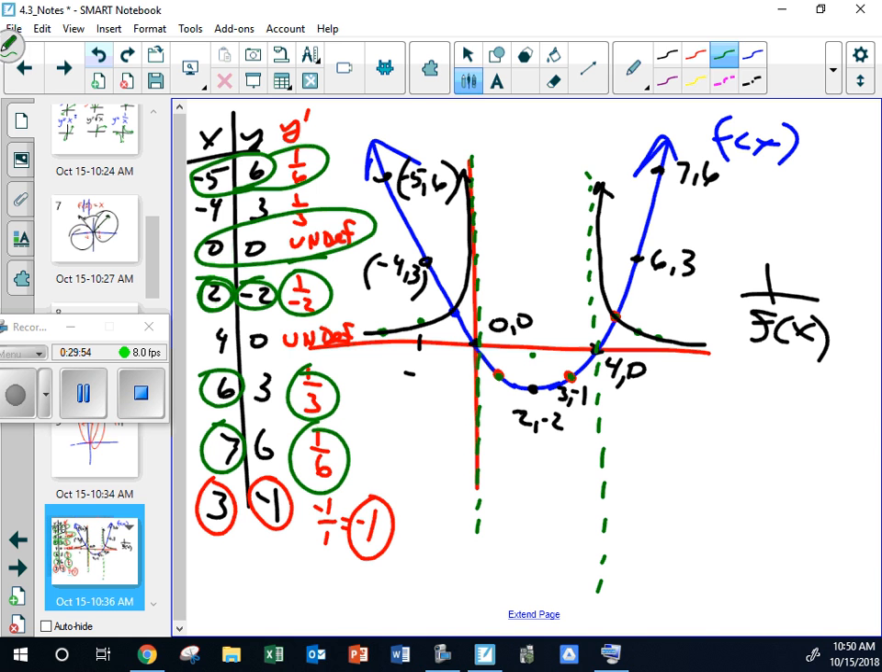And now, connecting dots, using black to do my inverse. I'm going to go through this, and then I'm going to get closer and closer to the asymptote and never touch it. Same over here.